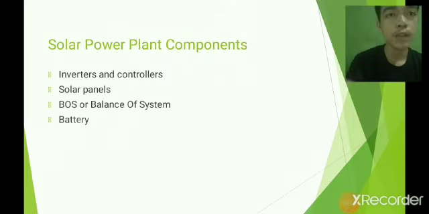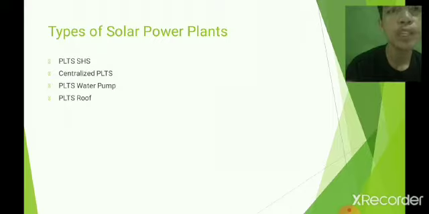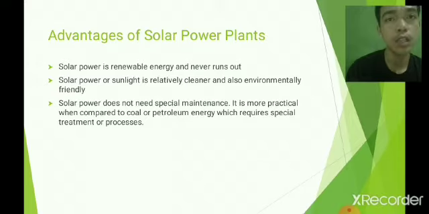Next, solar power plant components. Number 1, inverter and controller. Number 2, solar panels. Number 3, BOS or balance of system. Number 4, battery. Next, types of solar power plants. Number 1, PLTS SHS. Number 2, controlled PLTS. Number 3, PLTS water pump. Number 4, PLTS roof.